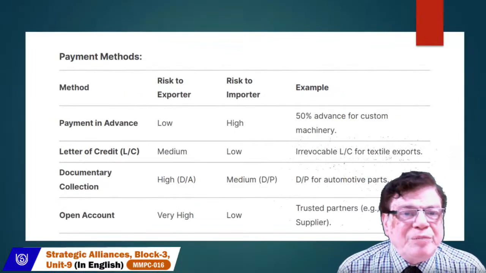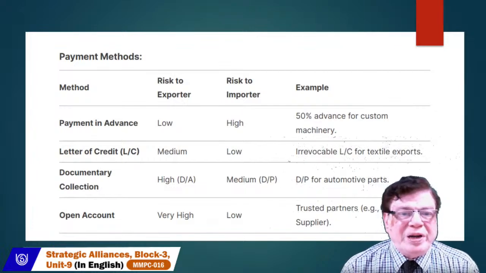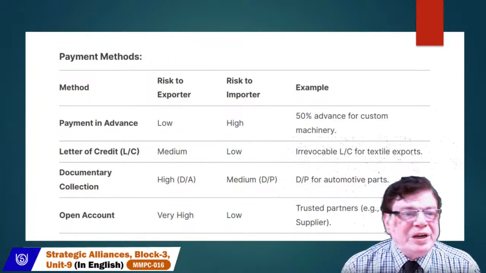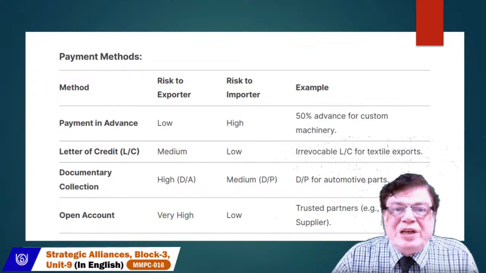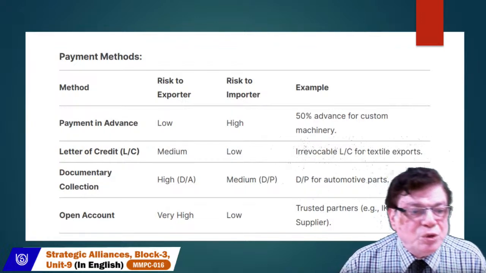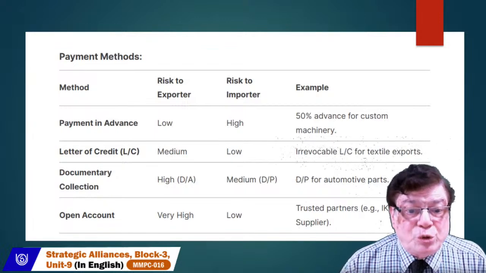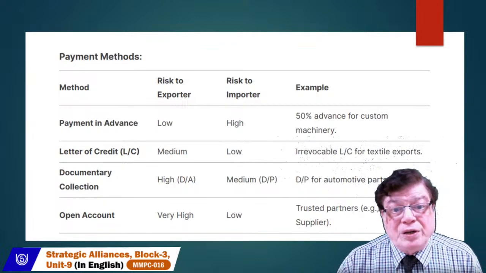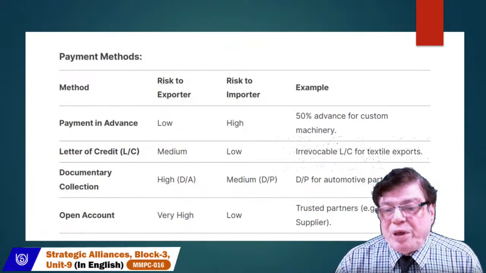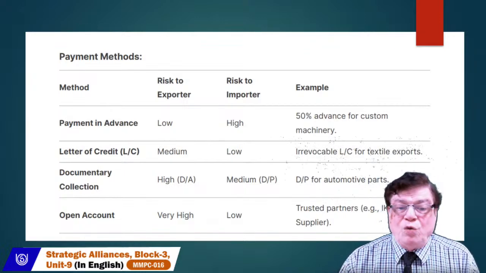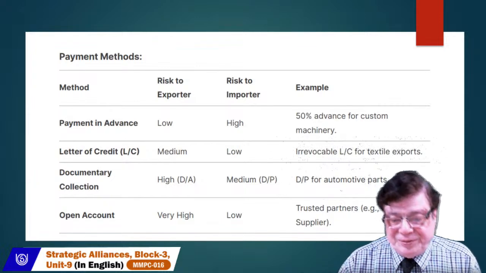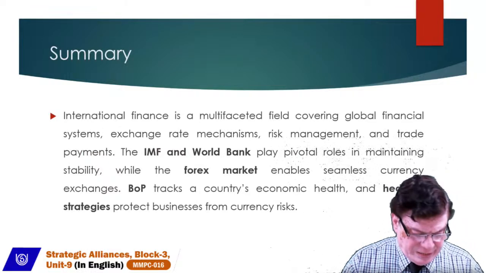Now, payment methods: method, risk to exporter, risk to importer. Example: payment in advance, risk to exporter low, risk to importer high, like 50% advance for custom machinery. Letter of credit: risk to exporter medium, risk to importer low, for example an irrevocable LC, which cannot be revoked, for textile exports. Documentary collection: high risk to exporter under documents against acceptance, medium risk to importer under documents against payment, for example documents against payment for automotive parts. Then open account: very high risk to exporter, low risk to importer, for trusted partners.